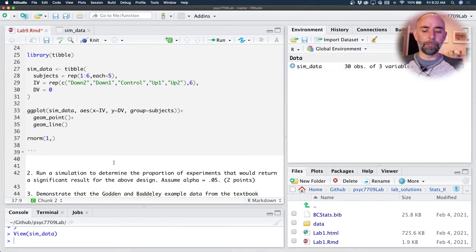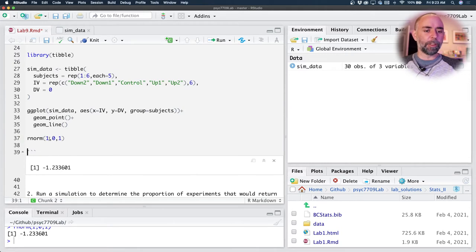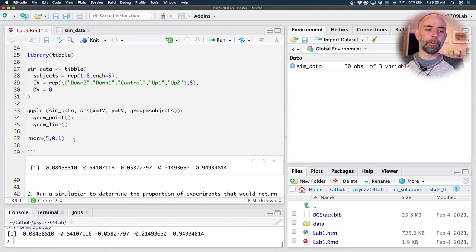I'll redo the example. So normally we'll use the rnorm function with something like, well, here's an example where we're sampling one value from a normal distribution with a mean of 0 and a standard deviation of 1. So just get one value every time. We can change the number of values we get. So here we're getting 5 different samples from this same normal distribution.